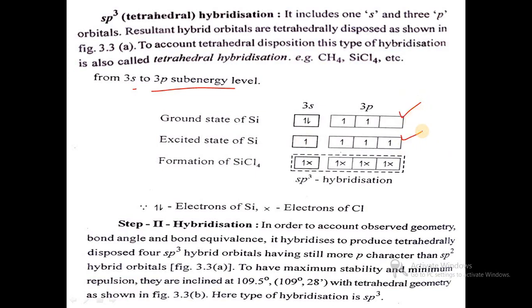All are having a single electron, which combines with one electron from chlorine, and we get sp3 hybridization of the silicon tetrachloride molecule. The second step is hybridization. To account for the observed geometry, bond angle and bond equivalence, it hybridizes to produce tetrahedrally disposed four sp3 hybrid orbitals having more p character than sp2 hybrid orbitals. So it has minimum repulsion between the neighboring lobes, and the bond angle is 109.5 degrees, and the geometry is tetrahedral.